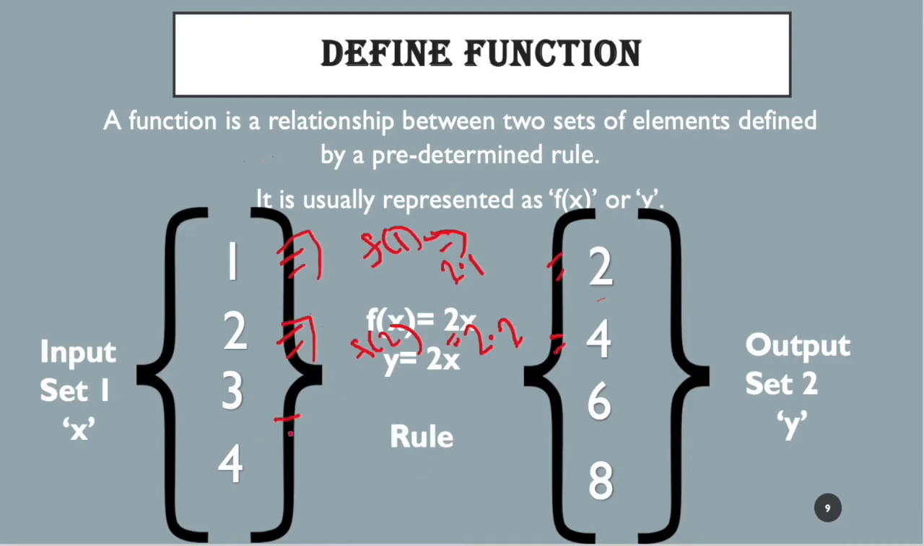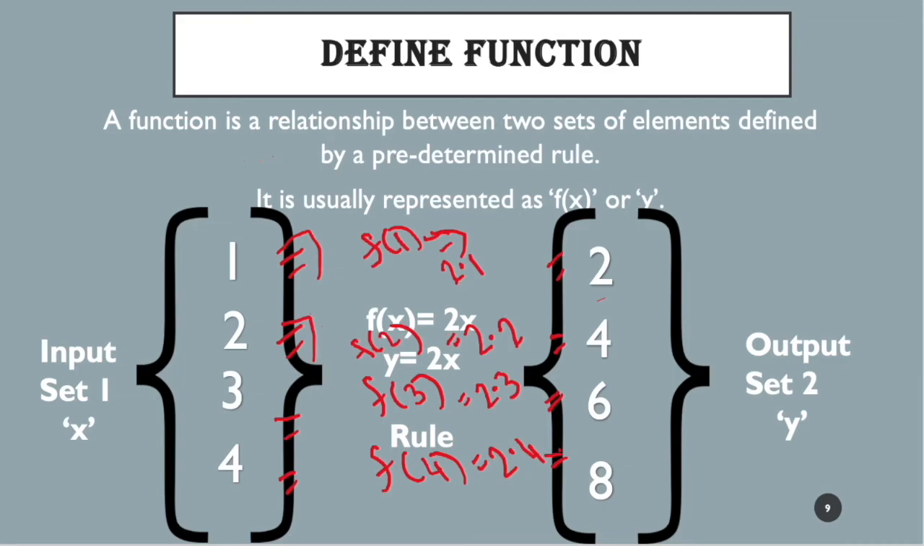Now when x equals 3, what is the value of our function? Again, apply 3 to our rule. Wherever you see x, you replace it by 3. So that is 2 times 3, which is equal to 6. So what is the value of the function when x equals 4? That would be f of 4. Wherever you see x, you replace it by 4. That is 2 times 4, which is 8.